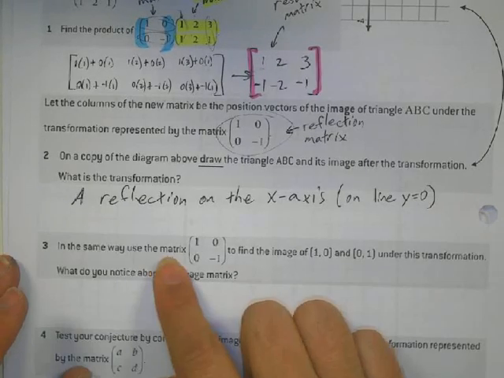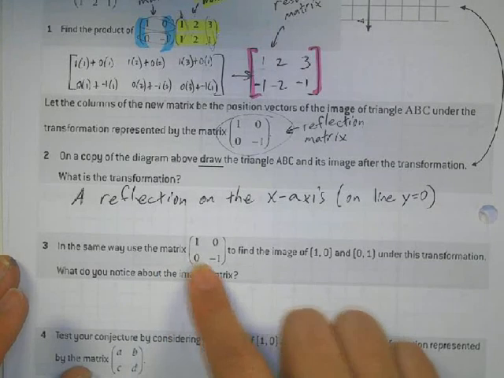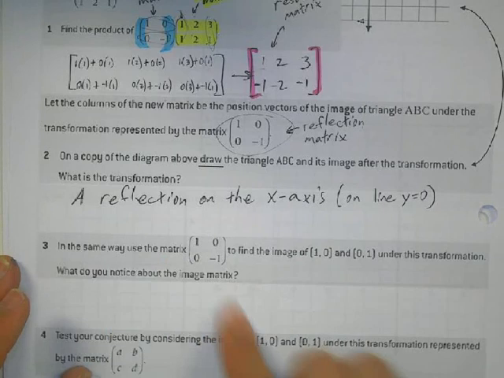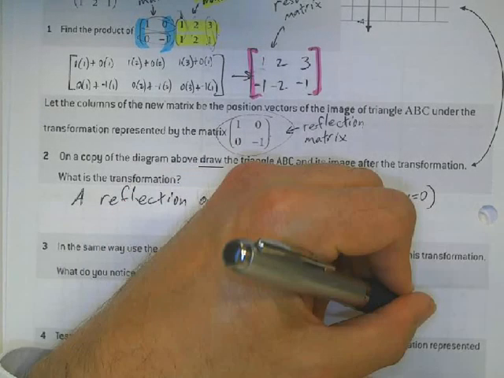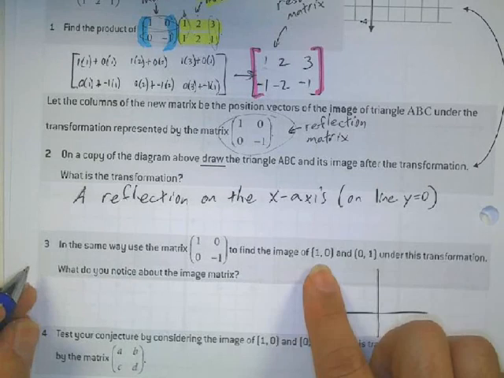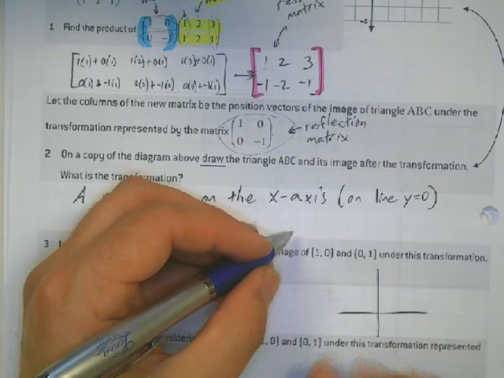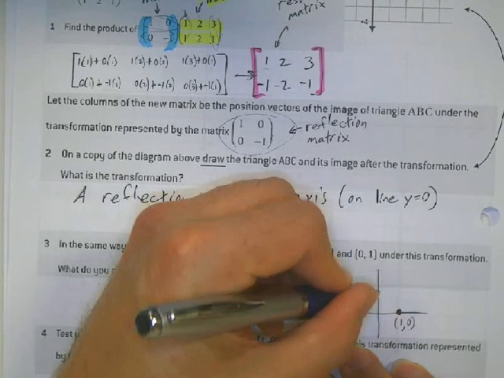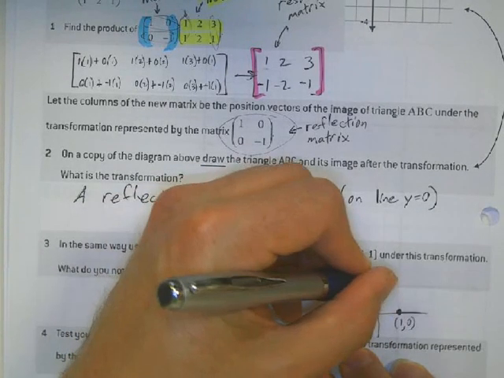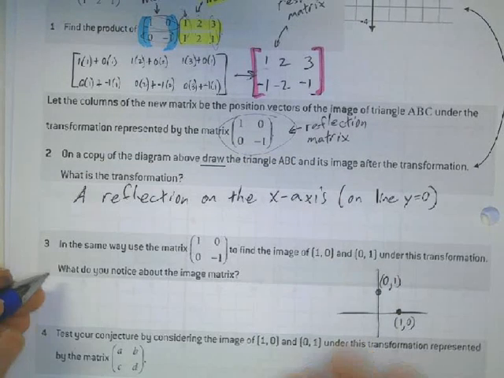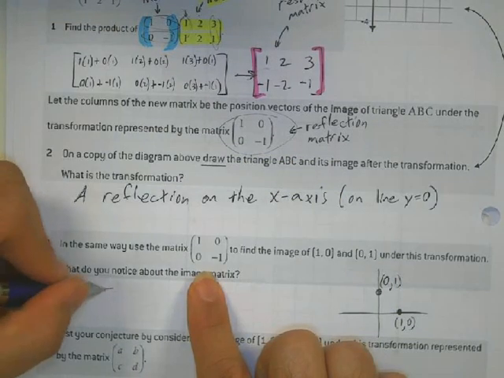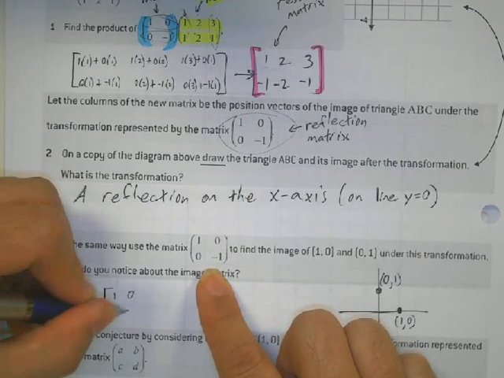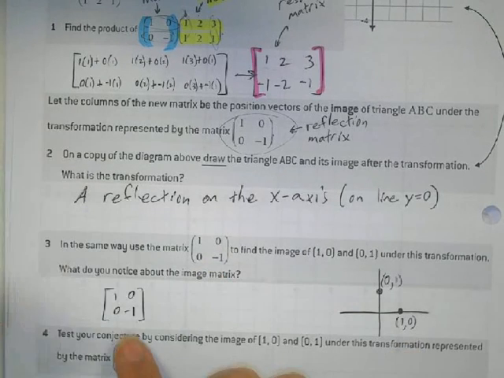In the same way, use the matrix to find the image of 1, 0, and 0, 1 under this transformation. What do we notice? Okay, I'm going to draw a little grid. This is so unbelievably important. So 1, 0, and 0, 1. I'm going to plot this point. 1, 0, and 0, 1. Okay, so I'm going to use my transformation matrix. 1, 0, 0, negative 1. This is the transformation.